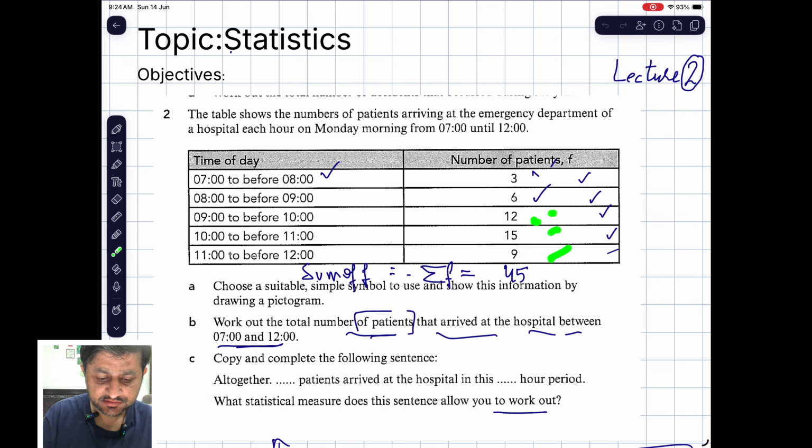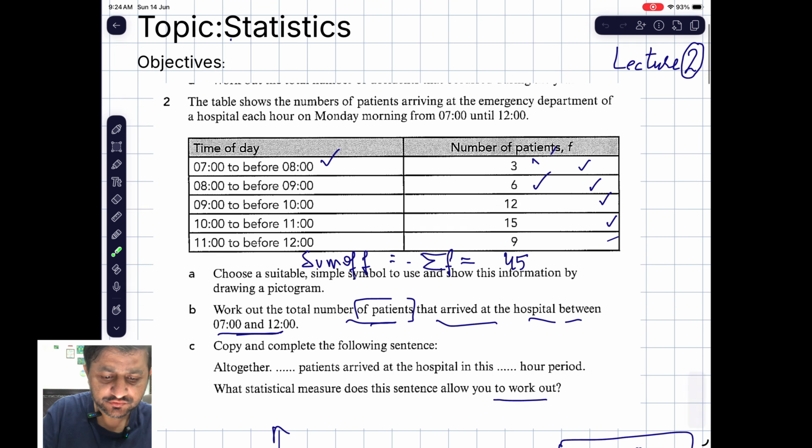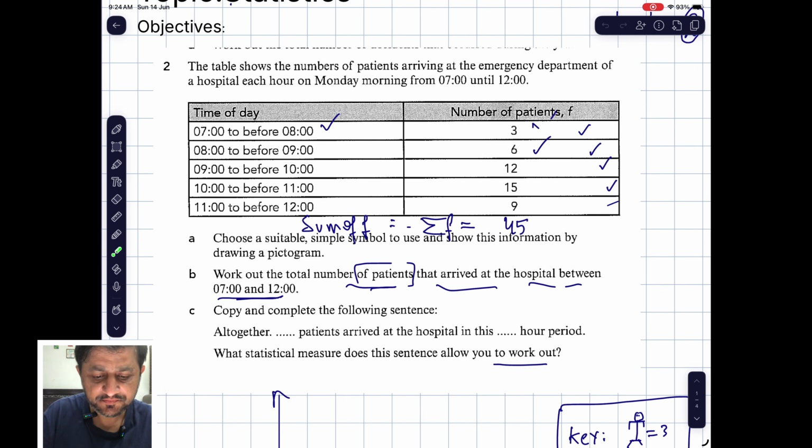Then next, copy and complete the sentence. Altogether, dash patients arrived at the hospital. We already counted. Altogether, 45 patients arrived at the hospital. This period of 7 to 12, how many hours do we have? This is 5 hours. In 5 hours. Next, we have another table.